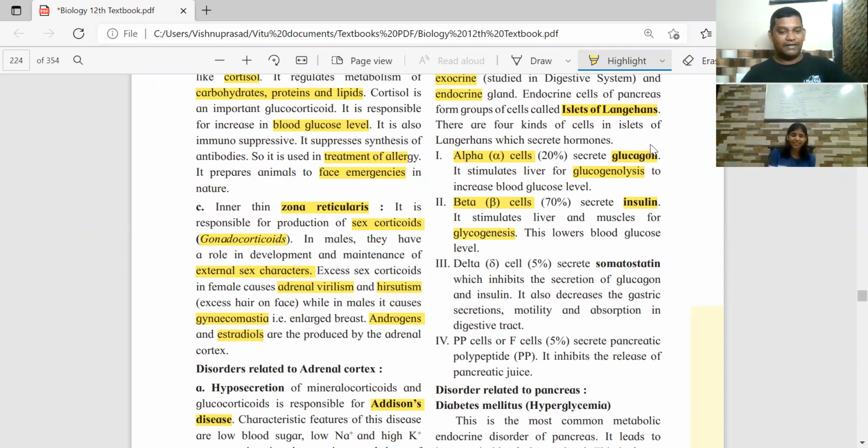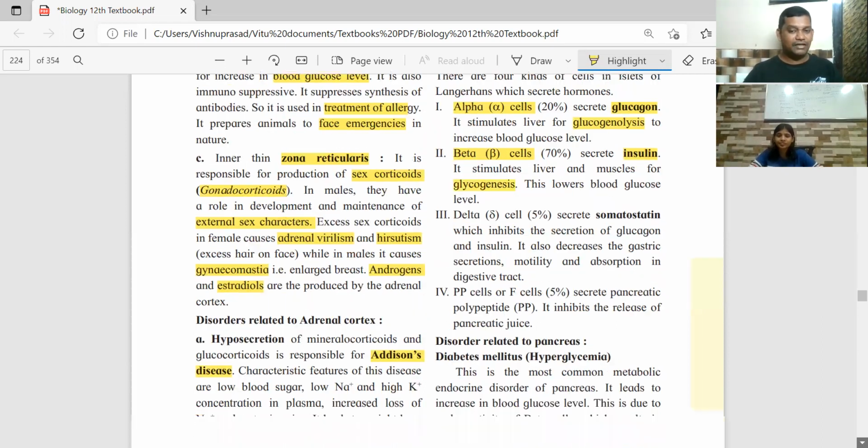So glucagon will stimulate glycogenolysis. Beta cells, the insulin, will stimulate glycogenesis. So now you can see insulin and glucagon, when they are functioning together, are antagonistic. Got it. As blood glucose level increases, the other one brings it down. Both of them are able to maintain the blood glucose level.